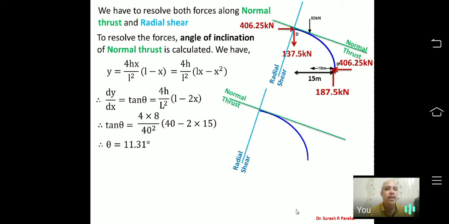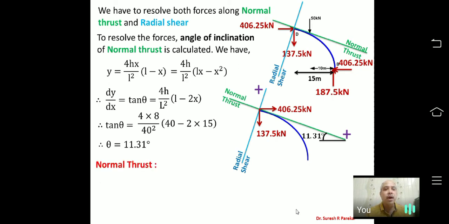now I will show right part only with reactions at D. So we have, this will be normal thrust, we have radial shear. So now knowing normal thrust, radial shear, and their sign conventions, we have radial shear plus, normal thrust plus, and then we will show the angle 11.31 degrees. I will show the reactions. So you can see 406.25 acting towards right. So I have shown towards right, and then I will take component. Now you can see 406.25 gives both components plus, that is normal thrust plus, radial shear also plus. But 137.5 gives normal thrust plus, but radial shear minus. So we will show this.